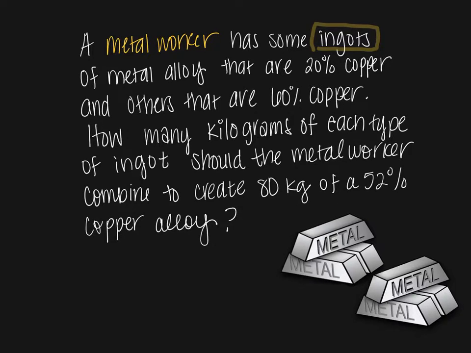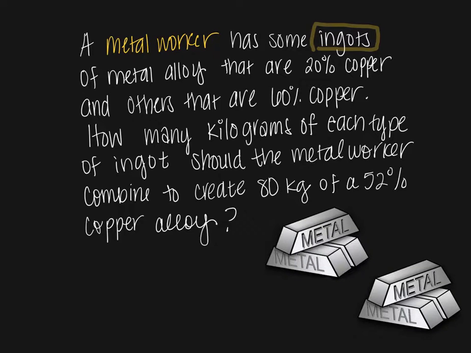So I have some ingots. I have these and I've got these. These ingots are 20% copper. I'm going to write that on these. Some of these are 20% copper and others are 60% copper. Let's say these over here. Some have more copper than the other. How many kilograms of each type of ingot?